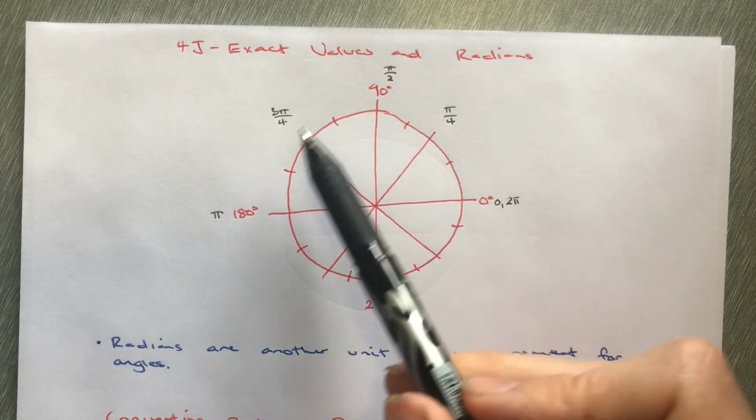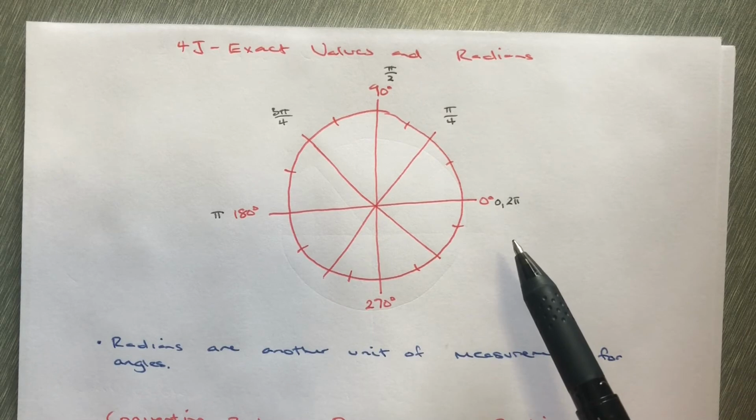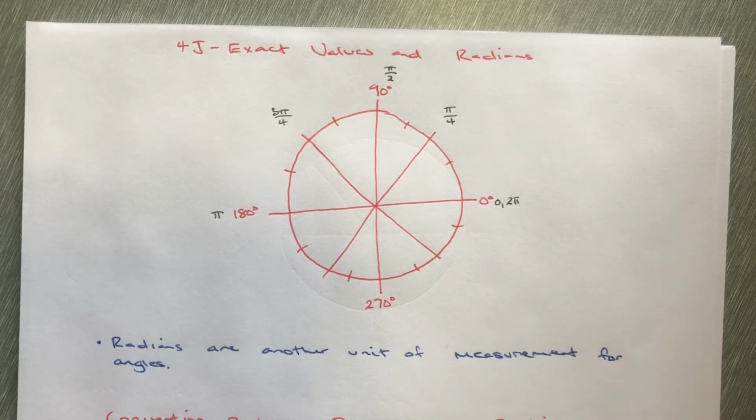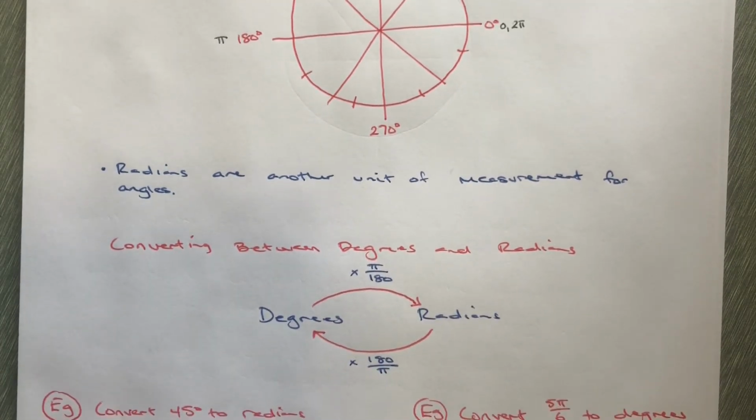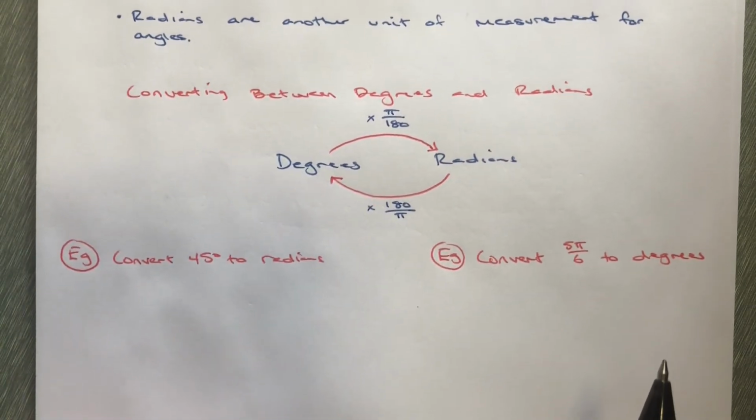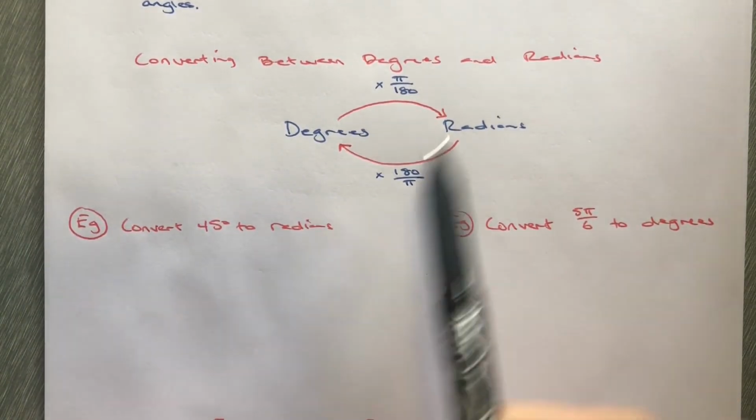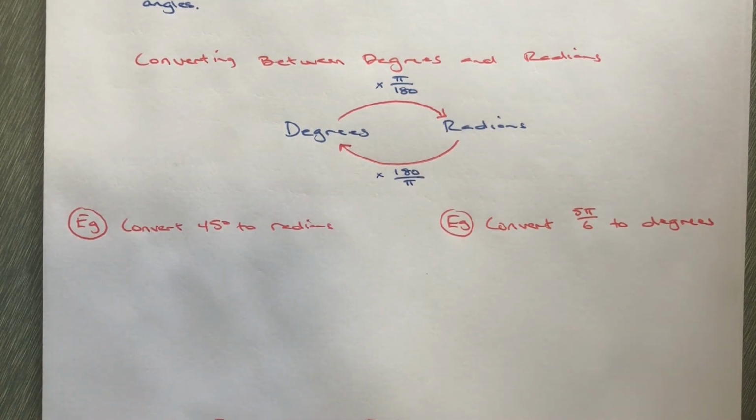So all these notches, they're the only ones you're going to be asked for. Okay, but let's not worry about that too much just yet. Let's go down and think about converting between degrees and radians. Now, here's a little diagram that's actually in your book. I think it's reasonably okay to use.